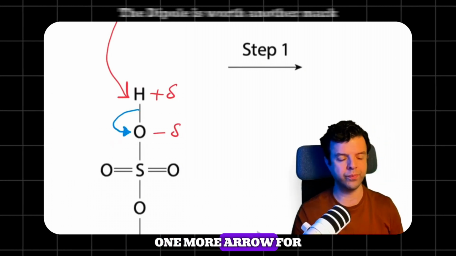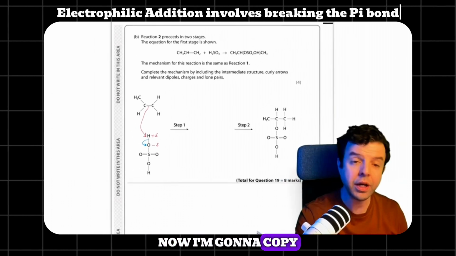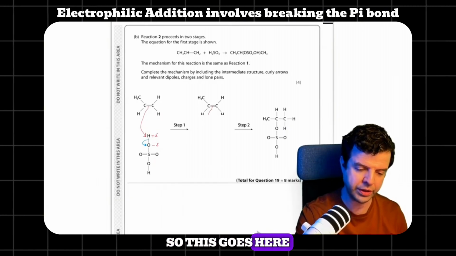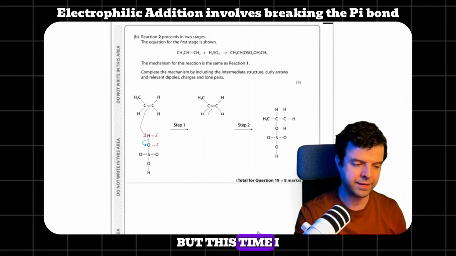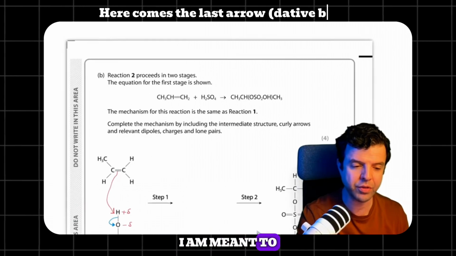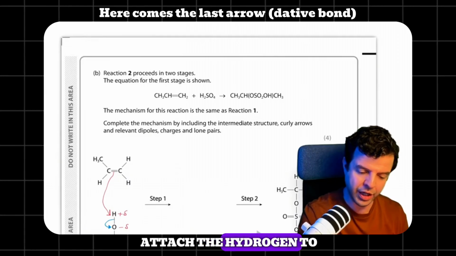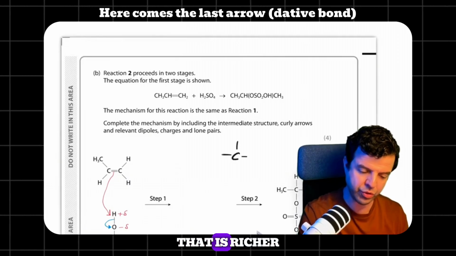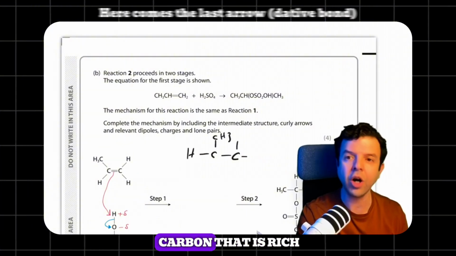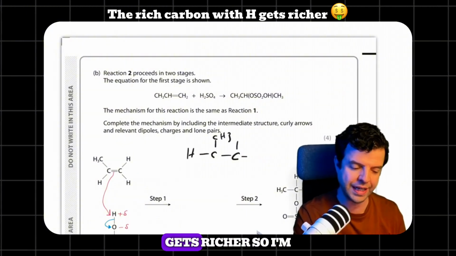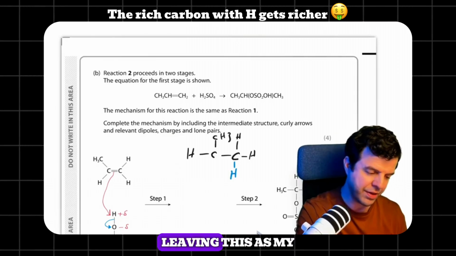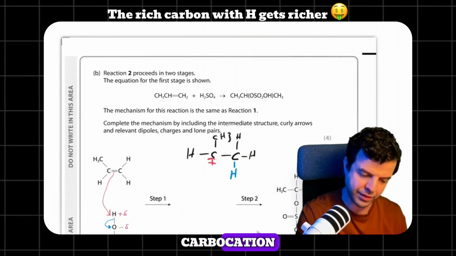One more arrow. For my intermediate now, I'm going to copy that reactant, the one I've started with. So this goes here, but this time I will get rid of the double bonds. I am meant to attach the hydrogen to the carbon that is richer with hydrogens. So as always, the carbon that is rich with hydrogen gets richer. So I'm going to add the hydrogen here, leaving this as my carbon cation.